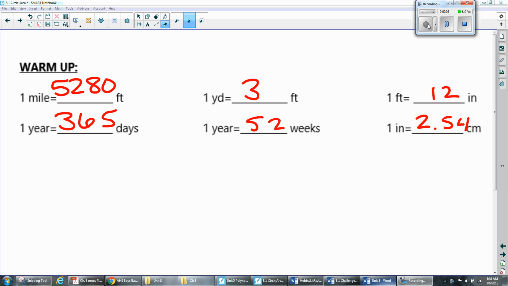So we're starting off chapter 8 with some conversions here. Hopefully you know 1 mile is 5,280 feet, 1 year has 365 days, 1 yard has 3 feet, 1 year is made up of 52 weeks, 1 foot has 12 inches, and 1 inch has 2.54 centimeters.